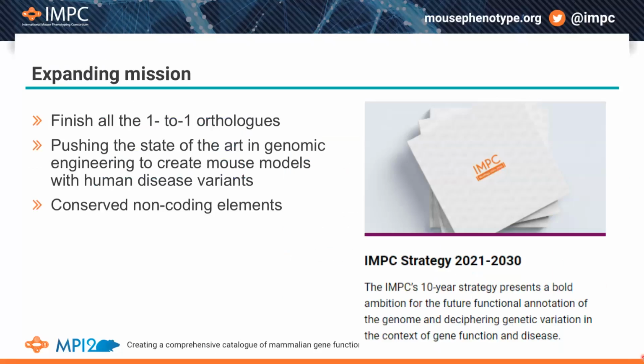So we just started year 9 of funding. We have 2 years of funding left. We're hoping to get another 5-year chunk that we believe will allow us to finish all the one-to-one orthologs, the 14,000 to 16,000 one-to-one orthologs. But we're also starting to push the state of the art in genomic engineering, and most of our partners are now investigating the best ways to get point mutations, deletions, and more complex alleles that directly model the alleles that people are seeing in human clinical samples.